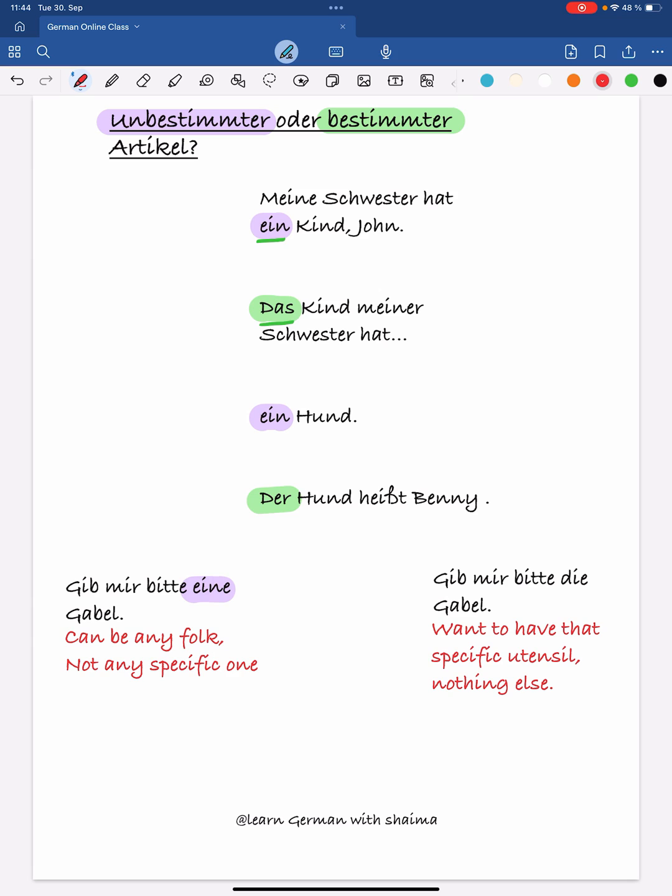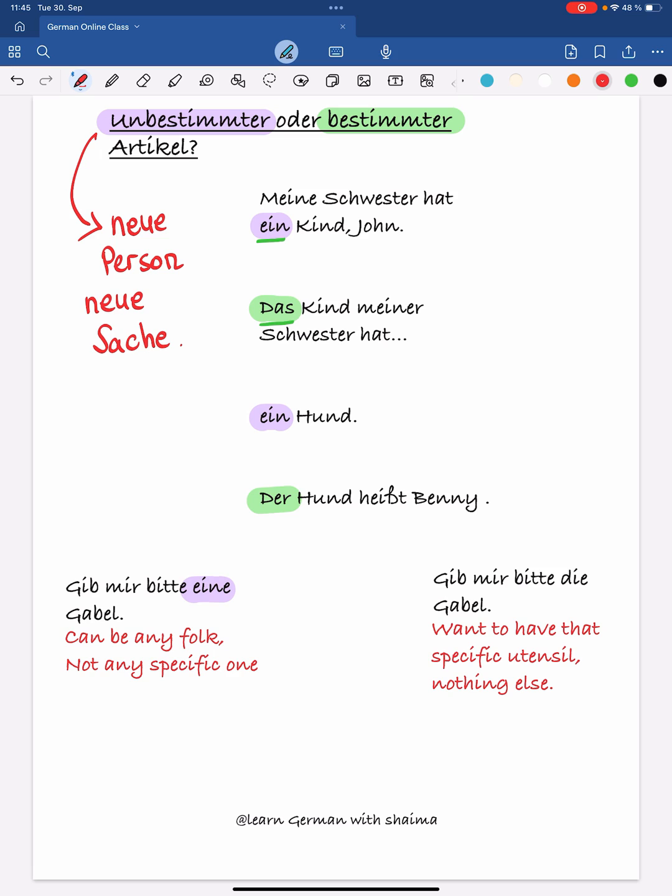Whenever we are introducing a new person or we are talking about a new thing, we always use unbestimmter Artikel. So unbestimmter Artikel is once again eine, oder ein. This is unbestimmter Artikel and you always use it when you are talking about a neue Person or neue Sache. So if you are introducing a new person or new thing, then you would always use unbestimmter Artikel.